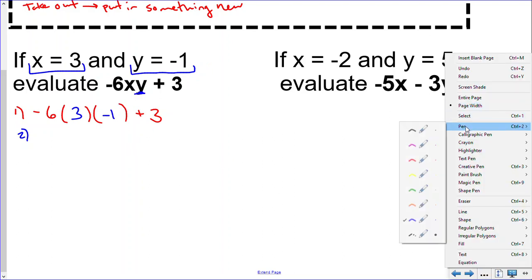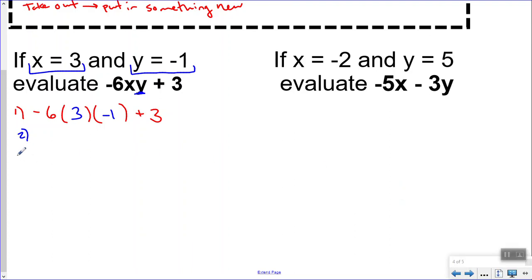My last step is to do the order of operations to solve this expression. So remember, we have our order of operations, and we're always going to follow this. So first I look for parentheses. I have parentheses here, but there's no math inside them, so I don't have to do anything there. I move on to exponents. There's no exponents to solve, so I move on to multiplication and division.